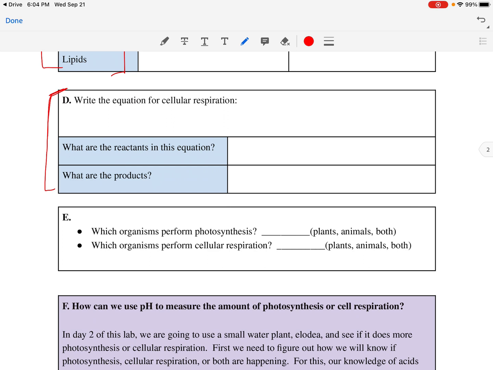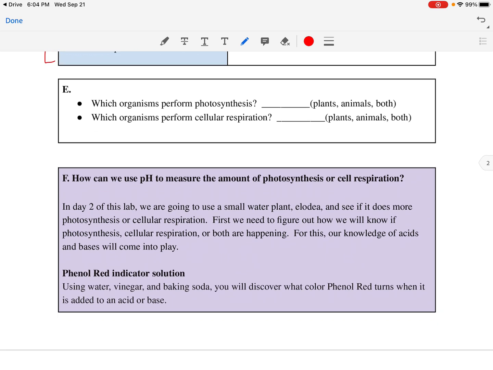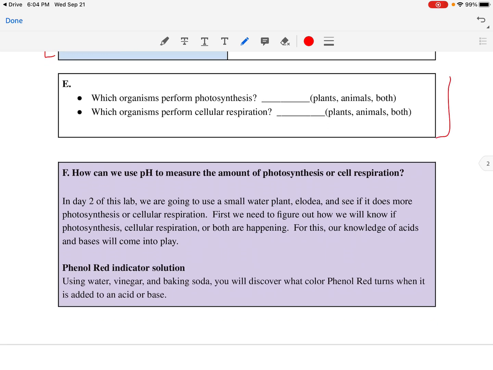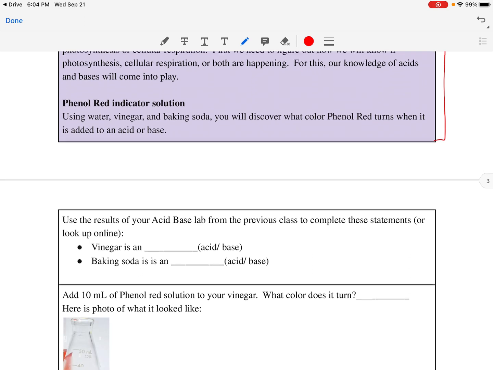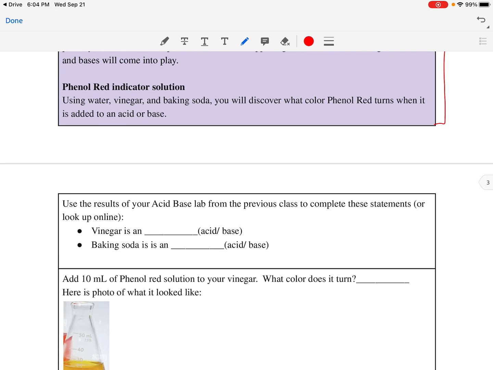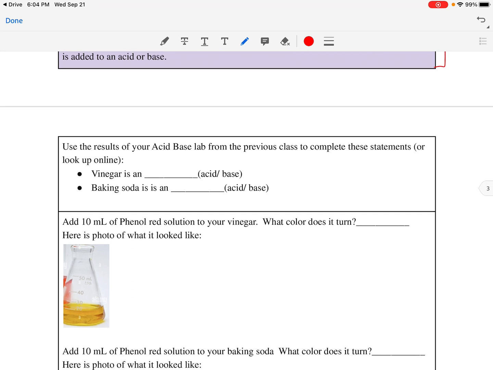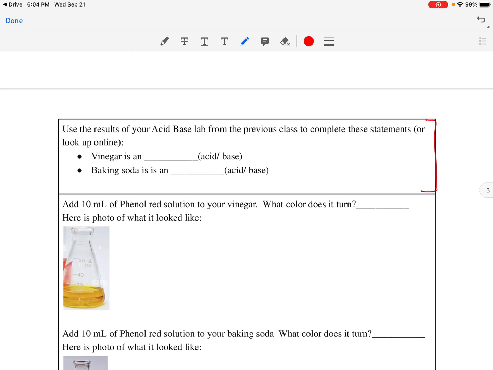Writing the equation for cellular respiration. Again, you can look at old notes, internet. More questions. And then this is the lab part. So it explains what we did. And then we use this solution called phenol red indicator solution. And it turns different colors depending on whether you add it to an acid or a base.